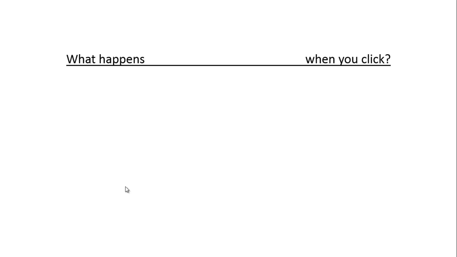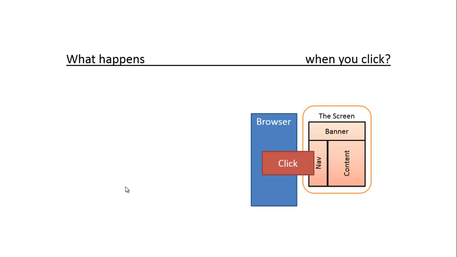What I want to cover is what happens when you click on a web page, and how does that click result in a new web page being displayed. So let's start in the browser. There's a screen. The screen has a banner, some sort of navigation, some sort of content, and you make a click. Let's say you clicked on a button or a link that will display a new event screen.